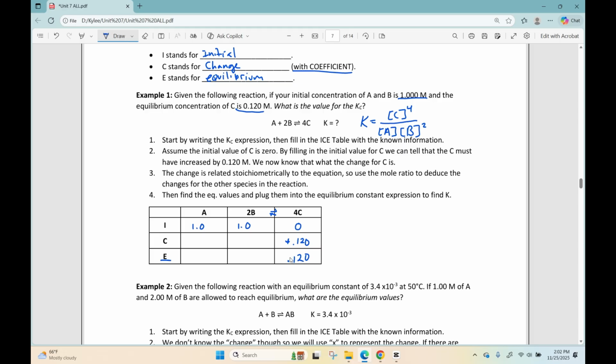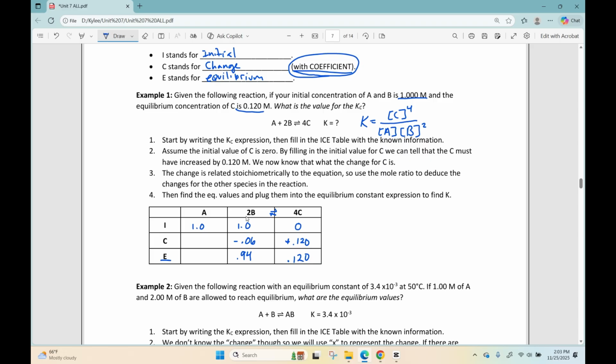Now, we're going to use that to figure out what happened with A and with B. For B, it's going to decrease by some amount. And what I notice is we have to take into account the coefficient. That's why up here it says C stands for change with the coefficient. The coefficient for product C is a 4, but the coefficient for B is a 2. So that means it's going to change half as much compared to C. So if C went up by 0.12, then B is going to decrease by 0.06.